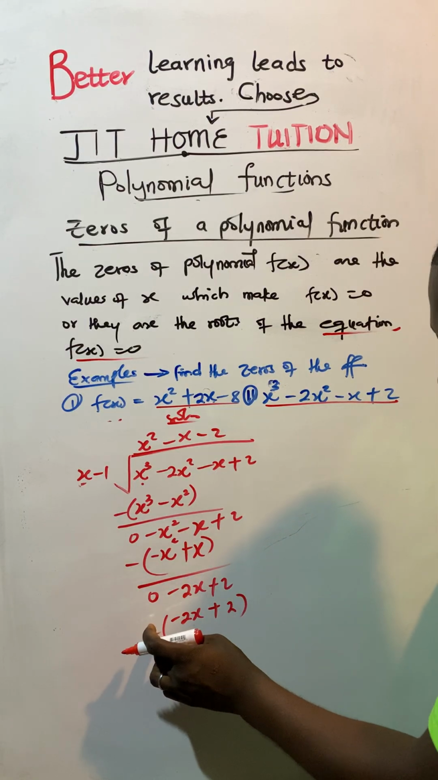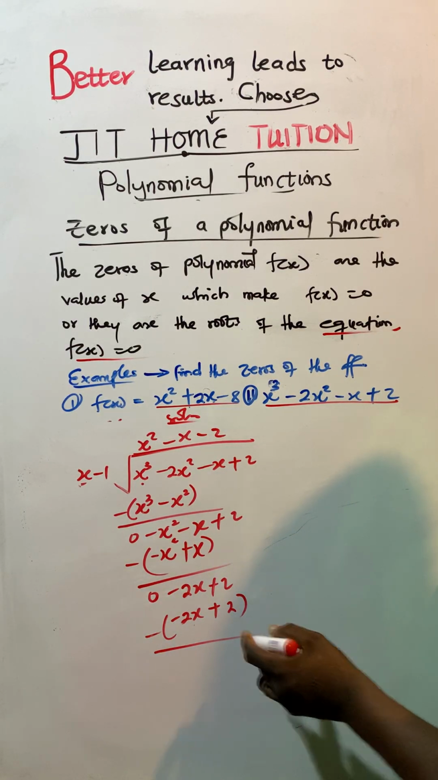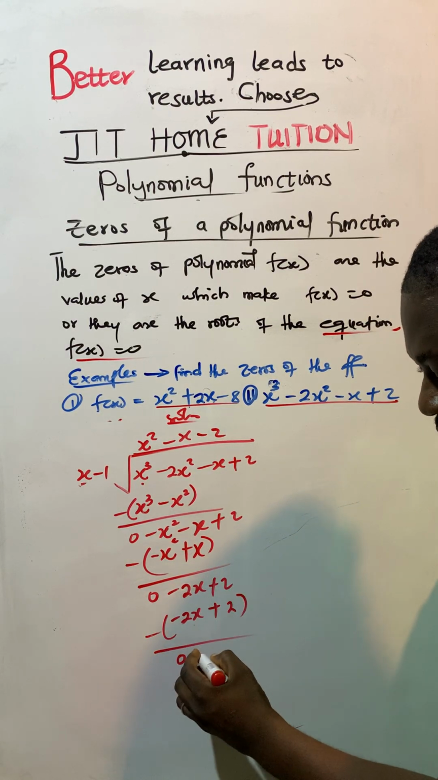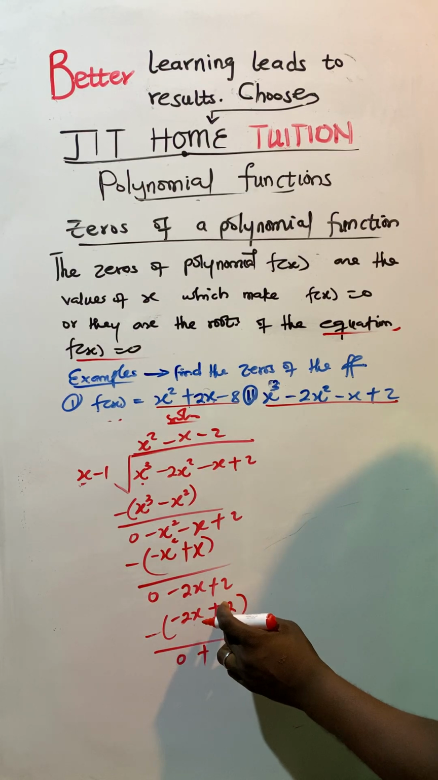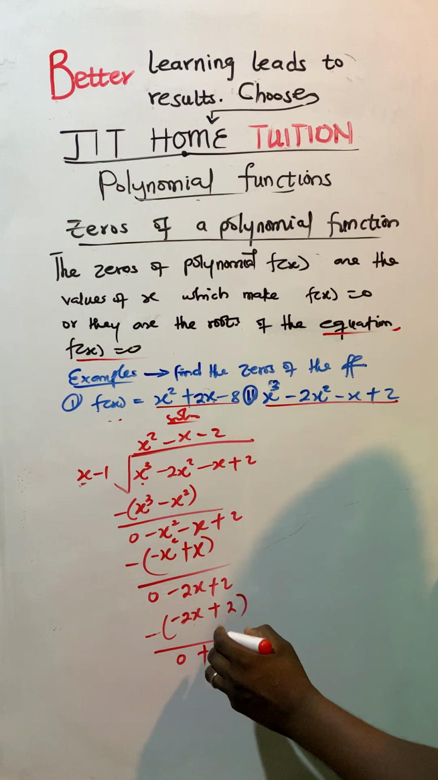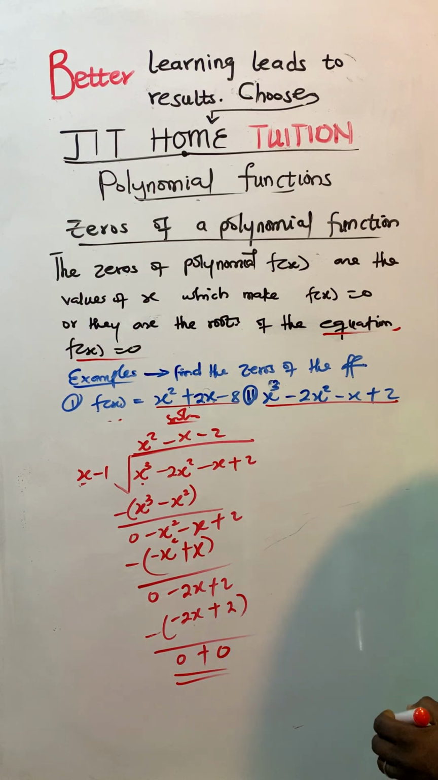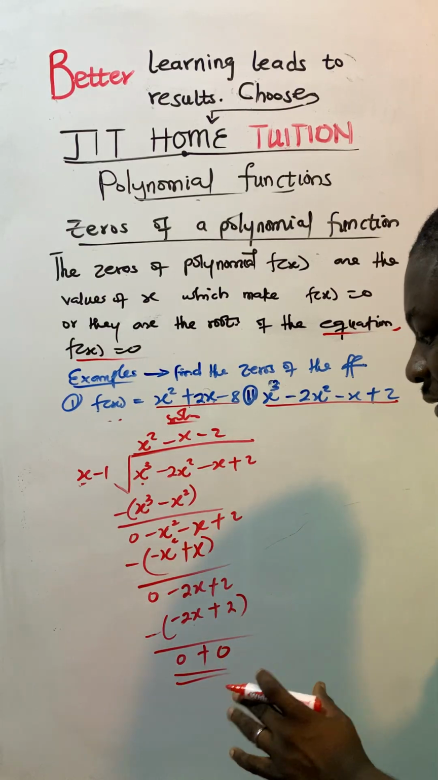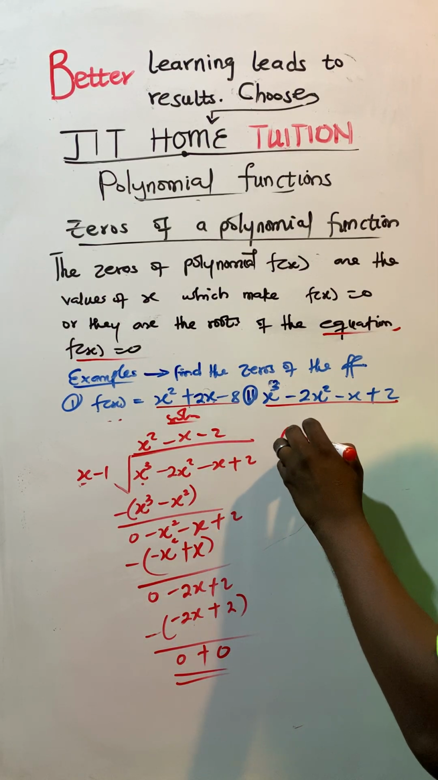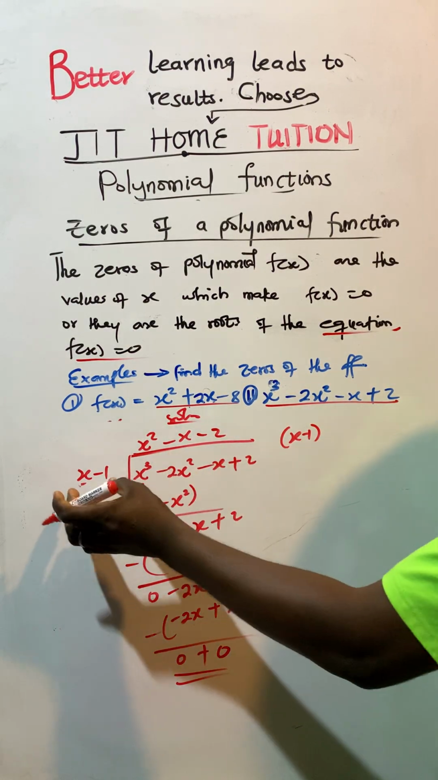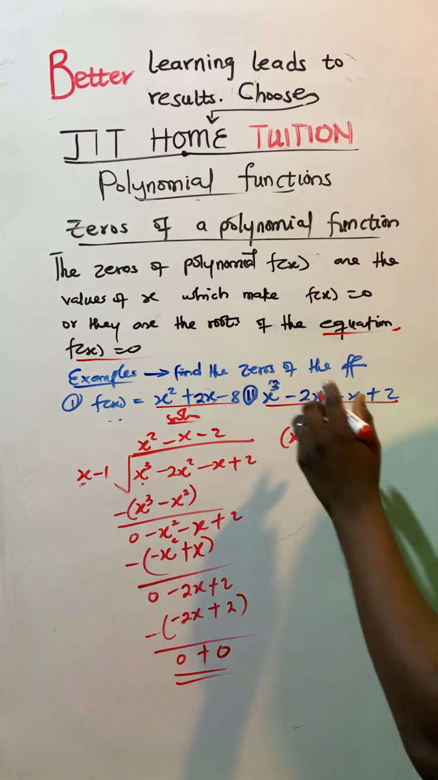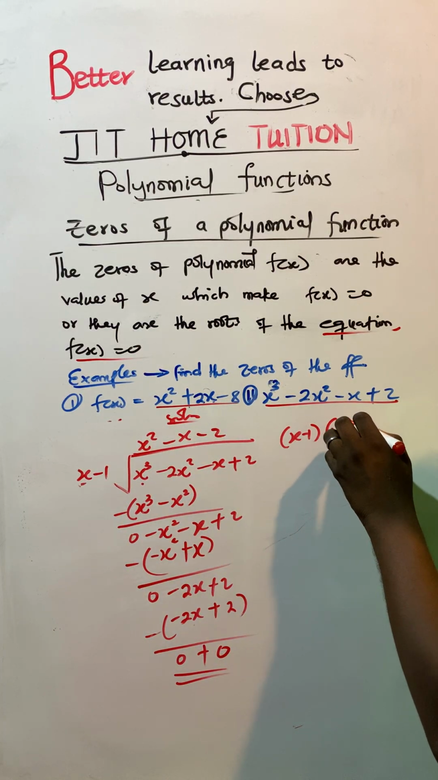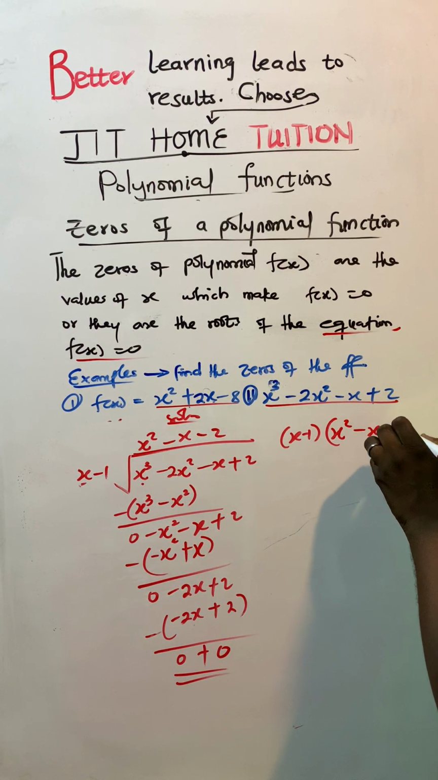And you subtract. Negative, negative will be what? Positive, plus this, that will be 0. The negative will affect this one, giving you neg 2 plus 2, and that will also be what? 0. So at the end of the day, what is happening is that you now have x minus 1 here. What you have here is one of the factors. Then you have x squared minus x minus 2.